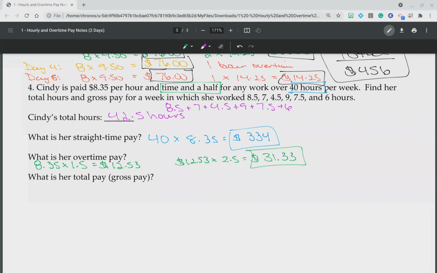You should have gotten $31.33. Now, in your calculator, you might have had 31.325, but remember money is always 2 decimal points, okay? So that's why that was rounded up to $31.33. All right, now last question is, what is her total gross pay? So go ahead and solve for that one. All right, you should have gotten that her total gross pay was $365.33. And we got that by adding together her straight time pay and her overtime pay.